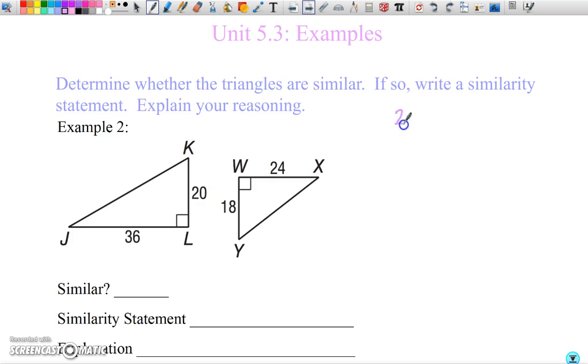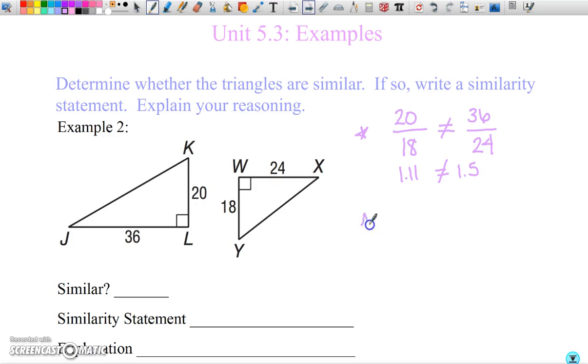So if I take the 20 and I put that over, let's say, the 18 and say these go together, is that equal to 36 over 24? If you divide that out in your calculator, you'll actually see that they are not equal. 20 over 18 would give you 1.11 repeating, and then 36 over 24 gives you 1.5, and those are not equal. Okay, so that's one possible scenario.